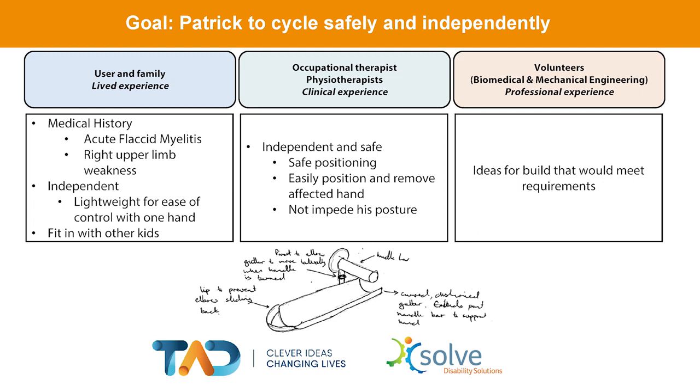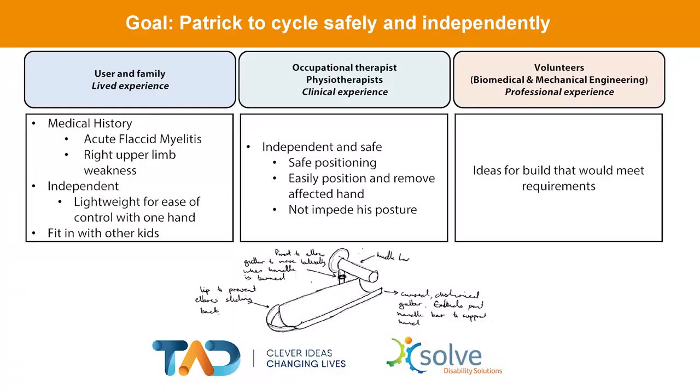And with Patrick's lived experience and background, the family knew that he would require a support for his right hand on the handlebars to be able to sit up comfortably, balance and control steering. And they knew this support needed to be lightweight for him to control predominantly with one hand, and that overall the design needed to be seamless so he could feel that he would fit in with his friends and other kids.